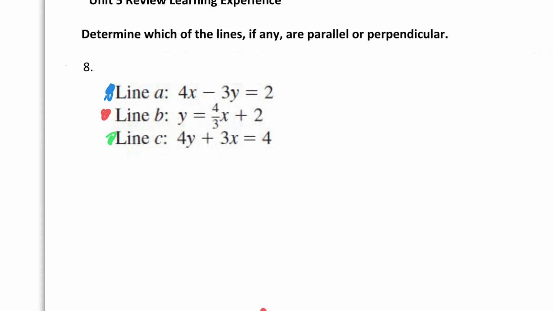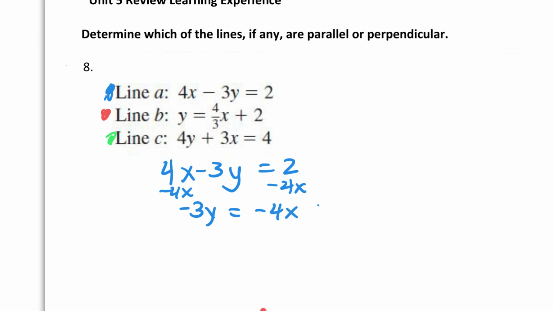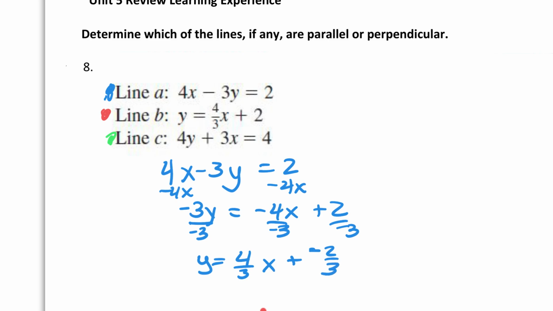So for line A, I have 4x minus 3y is equal to 2. Subtract 4x from both sides. I get negative 3y is equal to negative 4x plus 2. Divide both sides by negative 3. And I get y is equal to 4 over 3x plus negative 2 over 3. So the slope of the blue line is 4 over 3.